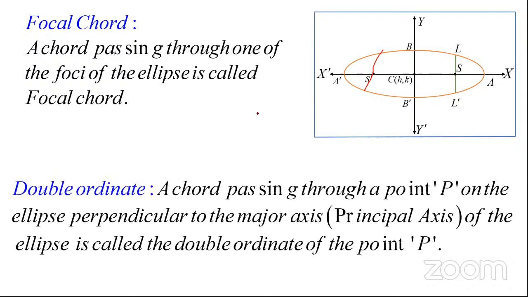Next, the double ordinate. I'm taking any point P on the ellipse. A chord through P which is perpendicular to the major axis of the ellipse is called the double ordinate of the point P. So this is the figure. I'm taking this perpendicular line here. So the double ordinate and the focal chord are discussed here.